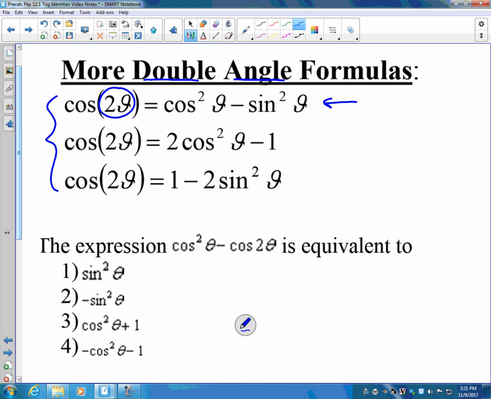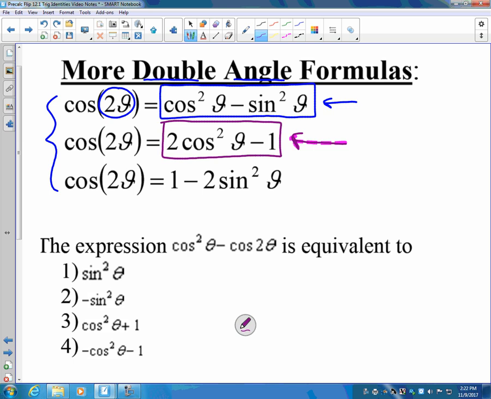If for whatever reason you needed to do some factoring, this is the difference of 2 perfect squares, right? Cosine squared theta minus sine squared theta. You might use this option. A second option would be, what if you wanted to replace the cosine of 2 theta with something that was just in terms of cosines? Well, then you would use this one, 2 cosine squared theta minus 1.